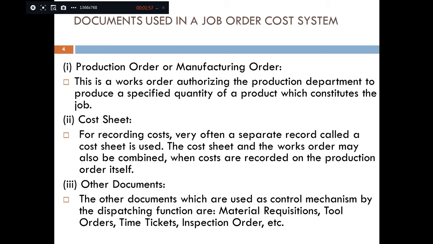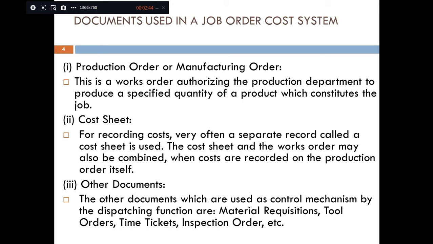The other documents are material requisitions, which are used to determine how many units, meters, kilograms, or any measurement of materials will be used in the production of such a job. Tool orders are orders made to release the tools from the store. Time tickets determine the number of hours worked by the employees, or the labor hours. Inspection orders determine the number of units or items to be inspected. So these are the documents.